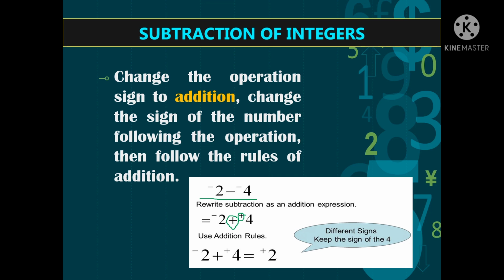So in addition, if two numbers have different sign, we will just subtract them and then follow the sign of the larger number. So here we have 4 minus 2, that is equal to 2. And then the sign of the larger number, which is 4, is positive. So we get positive 2. So now we are done with subtraction of integers.